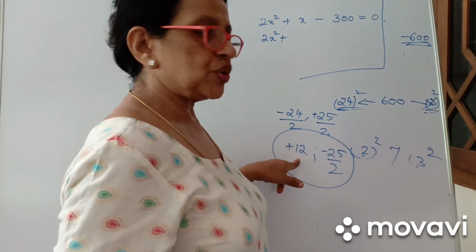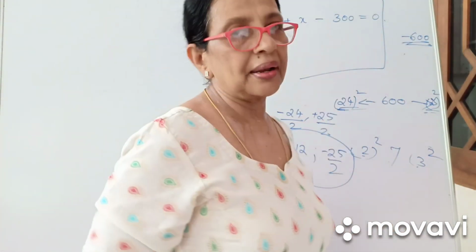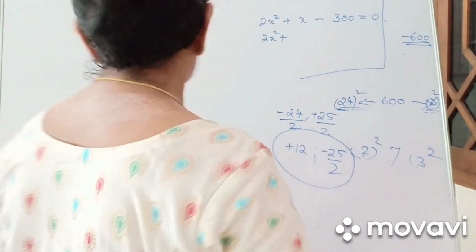So you have 12 and negative 25 by 2 as the answer. See, without doing much working, you got the answer. Now you have to do the steps.